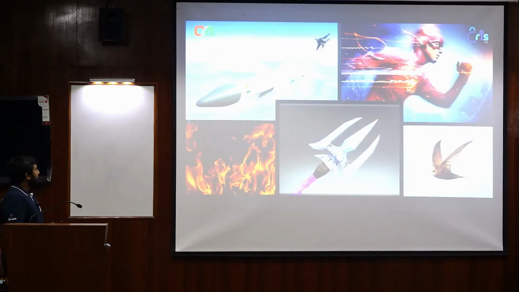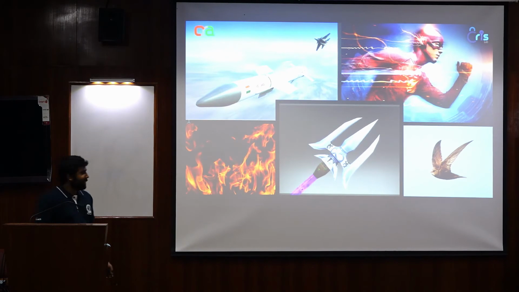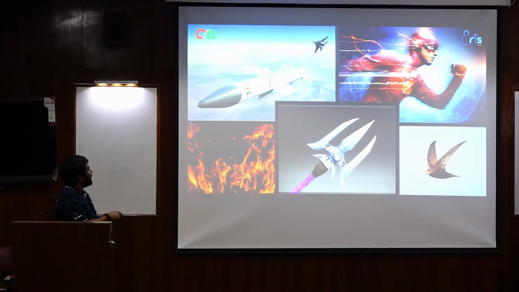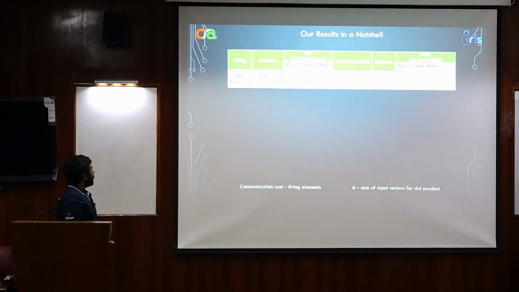So a quick summary of our results. These are some fancy names which we will see. Basically this is Astra, Flash, Blaze, Trident and Swift, which we will see. So coming to 3PC, in the semi-honest setting, where parties will follow the protocol steps correctly.